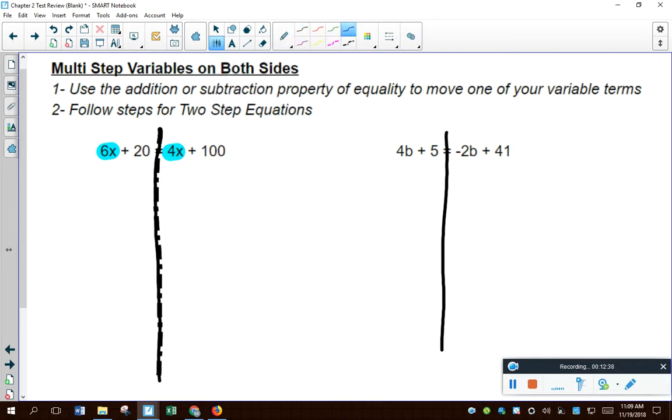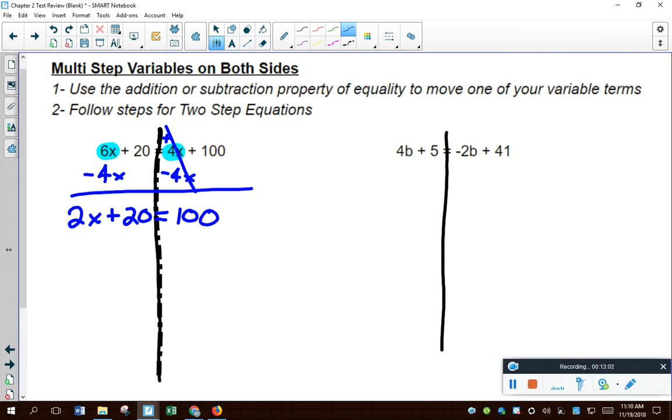As of right now, this is a positive 4x. I would suggest moving the smaller of the two numbers. So to get rid of a plus 4x, I'm going to subtract it from both sides. 4x is canceled. 6x minus 4x makes 2x. I'll bring down my plus 20, and that's going to equal 100.